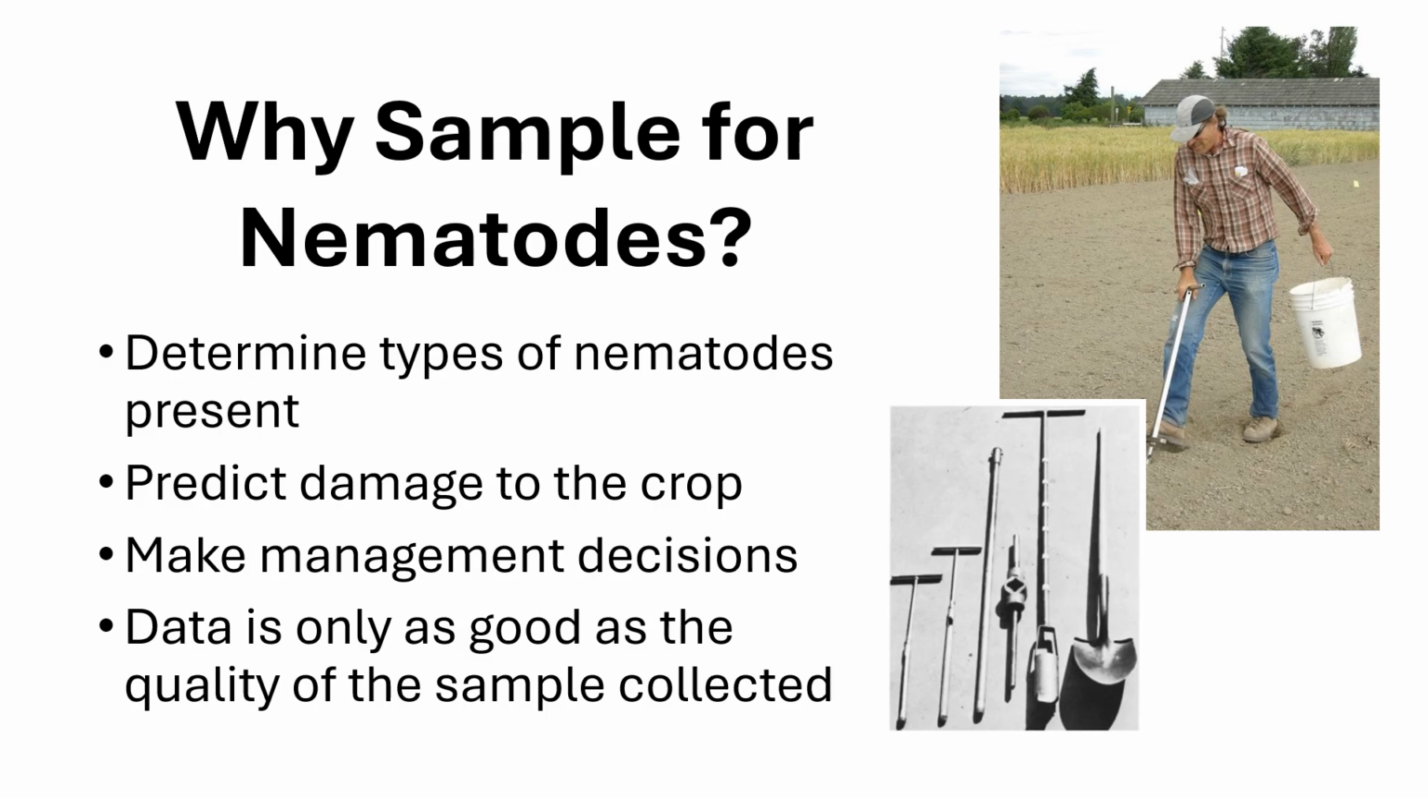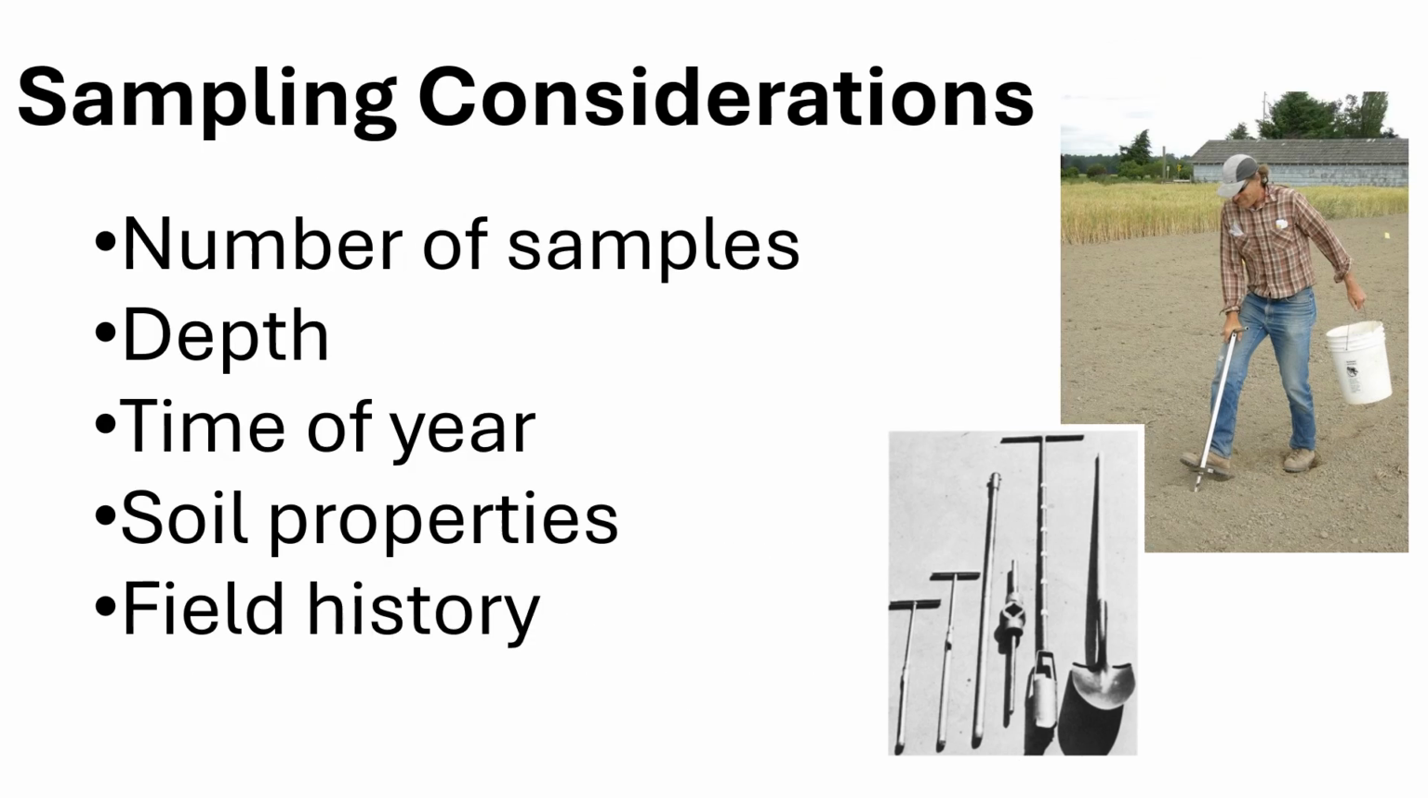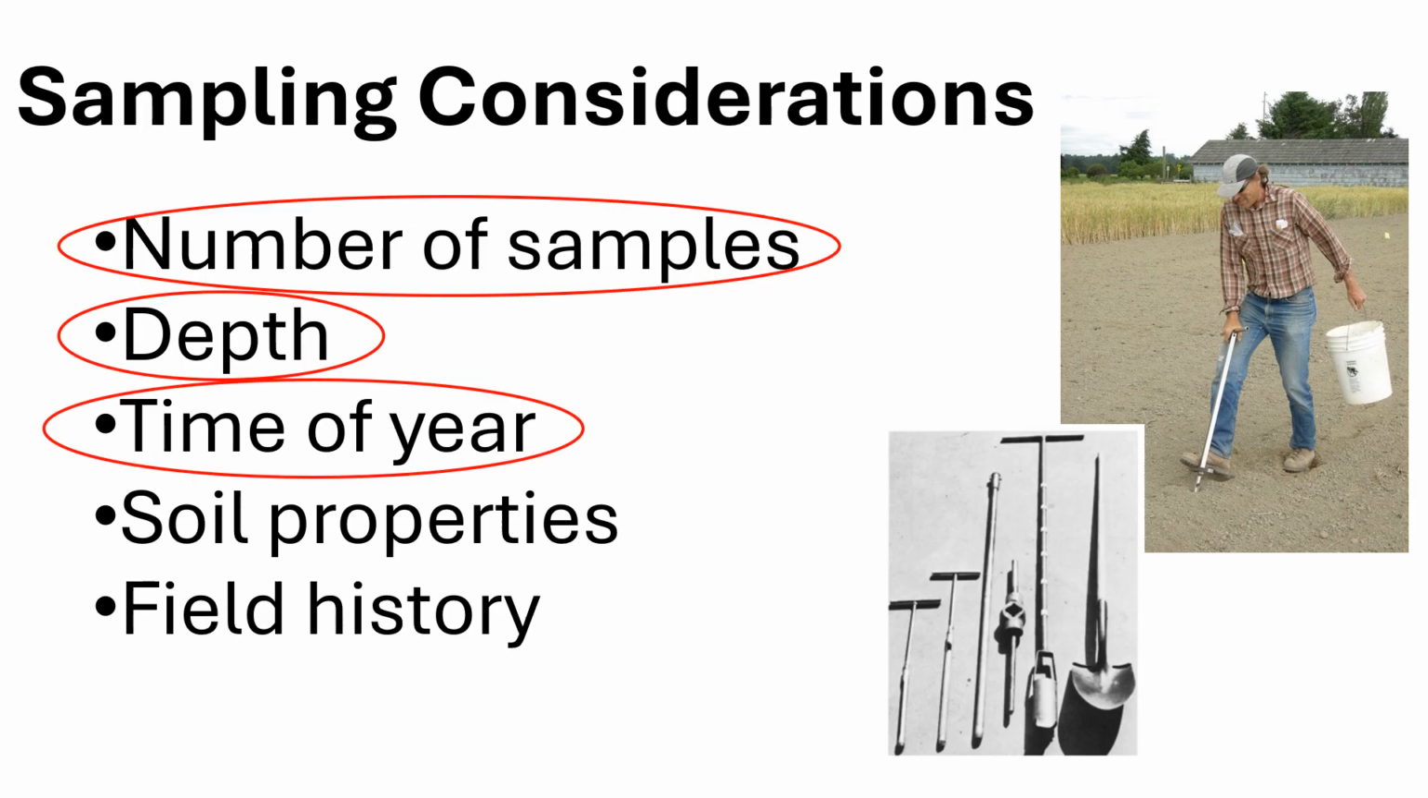There are several methods of soil sampling, including use of a soil probe, a shovel, hand sampling, or other examples. But soil probes and shovels are the main ones that we use in our lab. Some important sampling considerations include the number of samples that you're taking, the depth to which you're sampling, the time of the year, the soil properties, and the field history. I'm specifically going to be talking about the number of samples, the depth, and the time of the year.